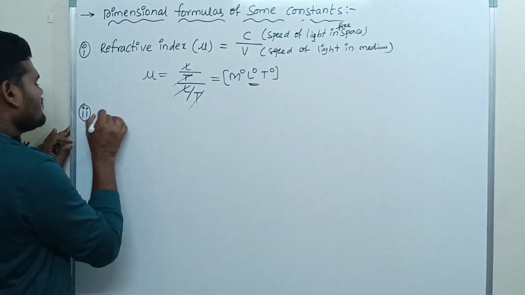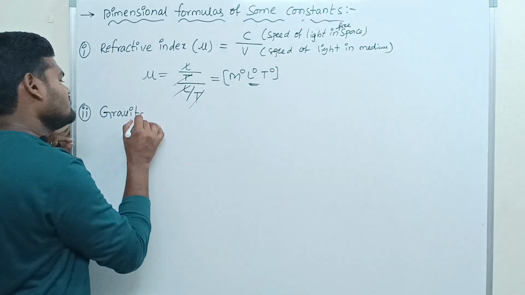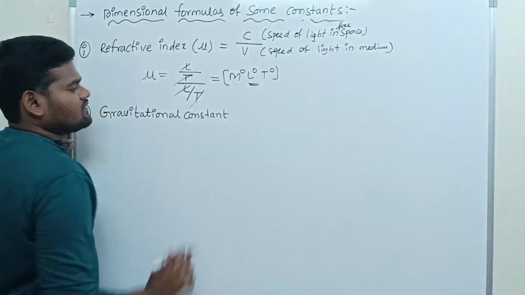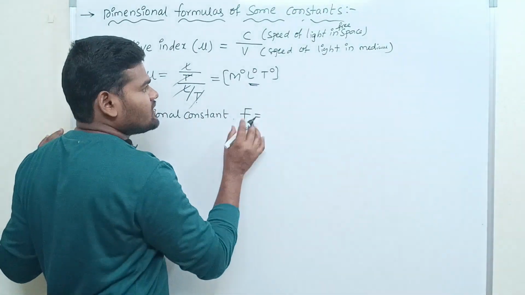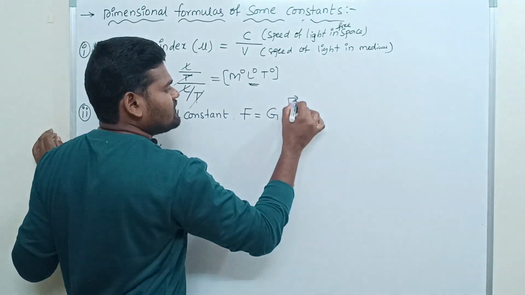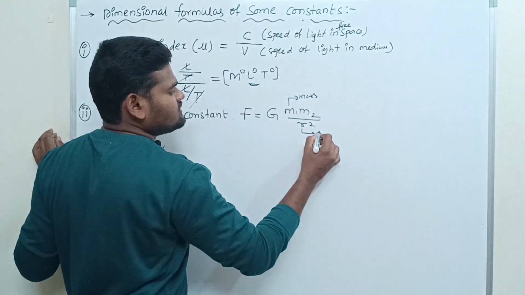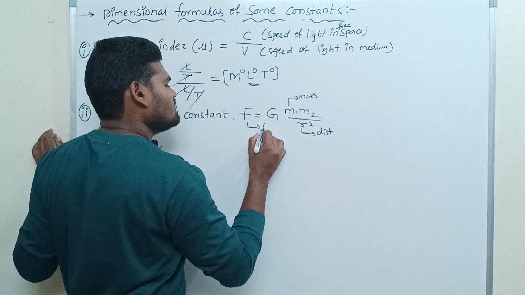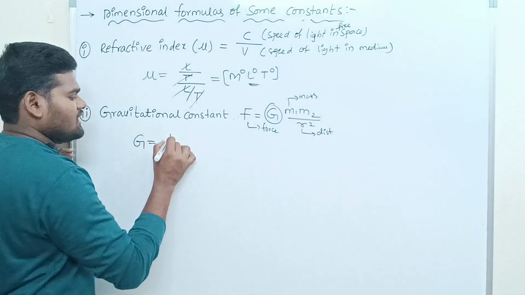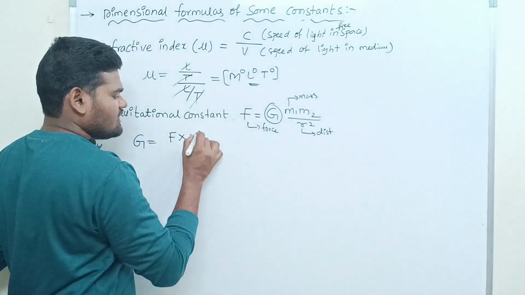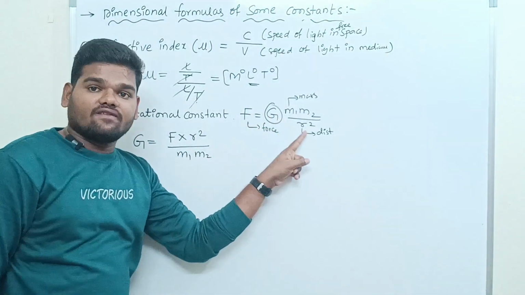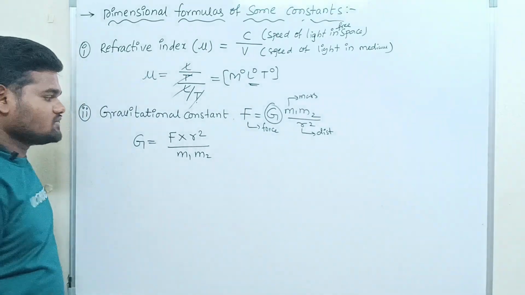Second one, gravitational constant. What is that? Okay. So what is the gravitational force formula? Capital F is equals to capital G m1 m2 by r square, where m1 m2 tends to mass, r tends to distance, F tends to force. What we have to find? Capital G. So capital G is equals to F into R square divided by M1 M2. Are you getting?